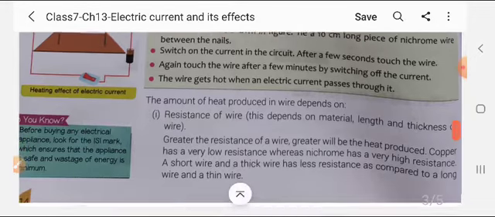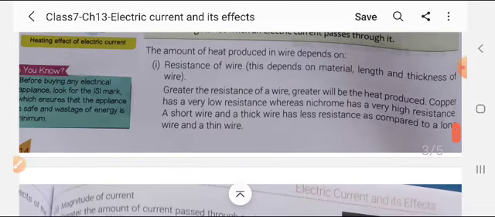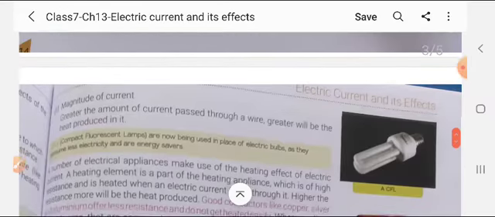A short wire and a thick wire have a low resistance as compared to a long wire. One more comparison: if a wire is short or thick, its holding capacity of electric current is poorer compared to a long wire and a thin wire. So a short and thick wire has less resistance as compared to a long and thin wire.